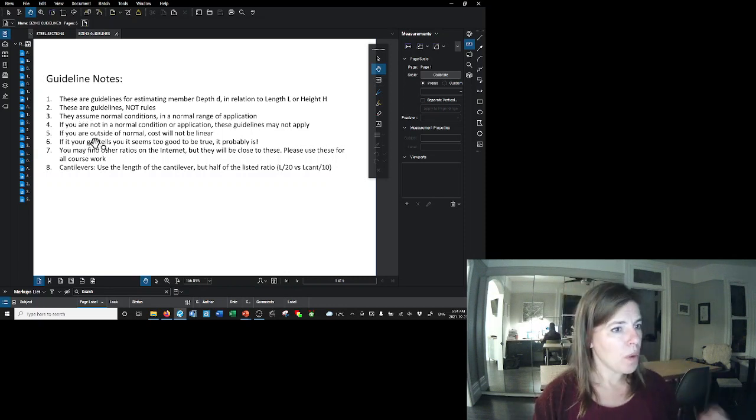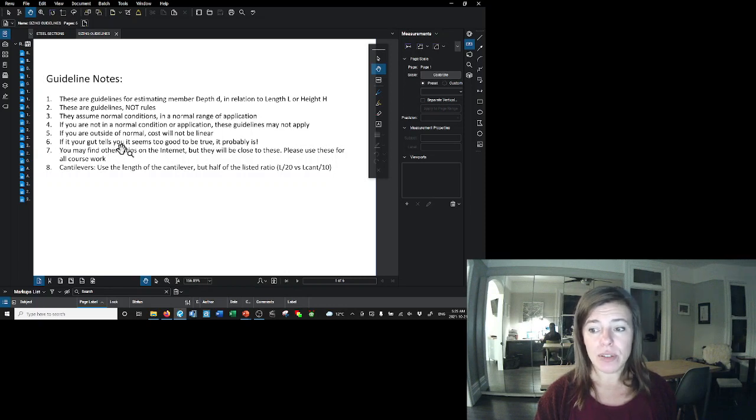They assume normal conditions in a normal range of applications. So we are not talking about building the fancy things. We are not talking about pushing boundaries. If you're pushing boundaries, these guidelines will not apply. If you're not in a normal condition or application, they won't apply. If you are outside of normal, cost will not be linear. So if you think you need something twice what these guidelines say, the cost is not twice. It'll be more than that.